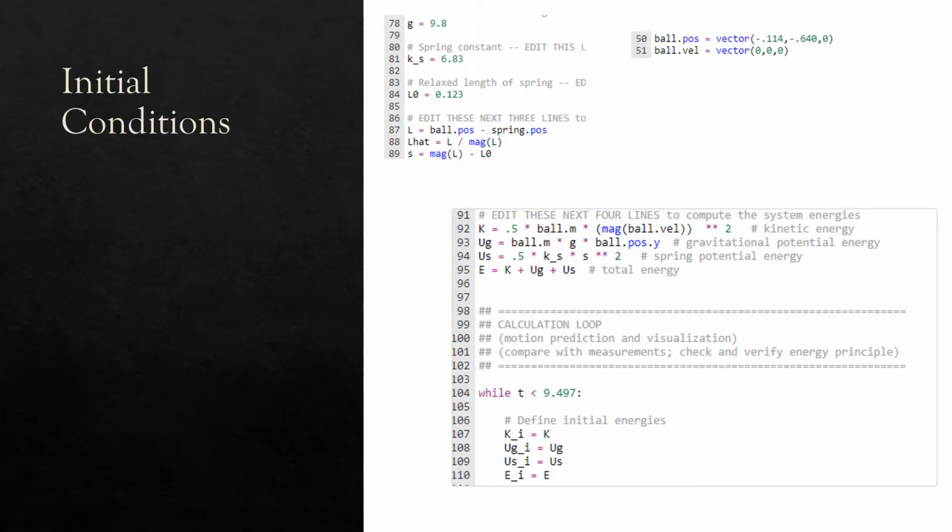Here are the initial conditions. In the top right, you can see the initial position for the mass, which is taken directly from Tracker, and the initial velocity vector. In the top left, you can see two constants, gravity and the spring constant. And then the bottom image computes the system energy, as well as defining the initial energy.